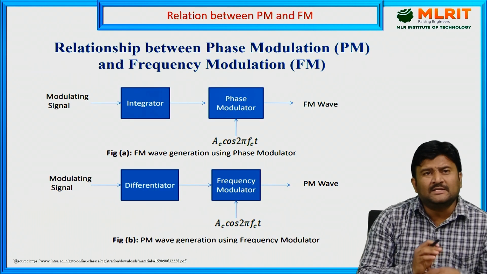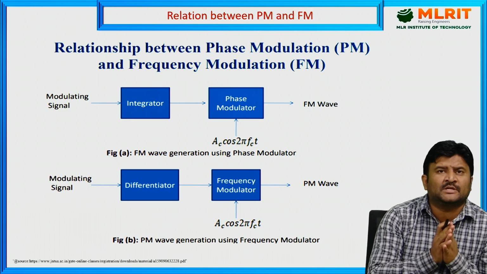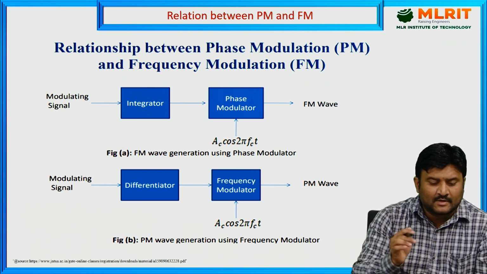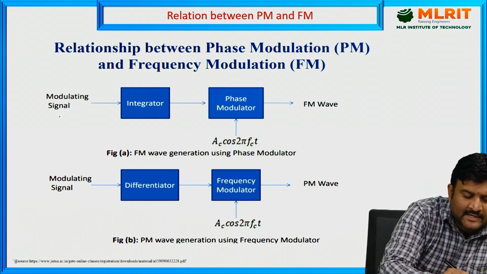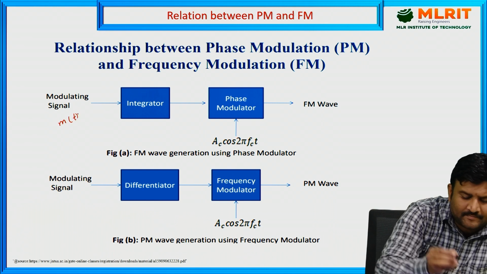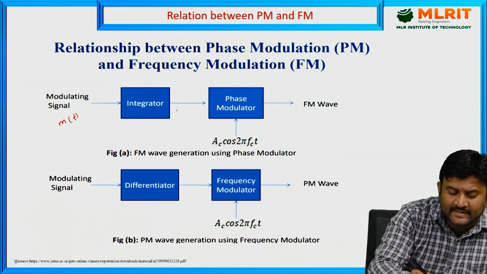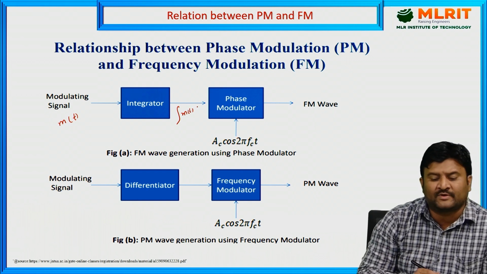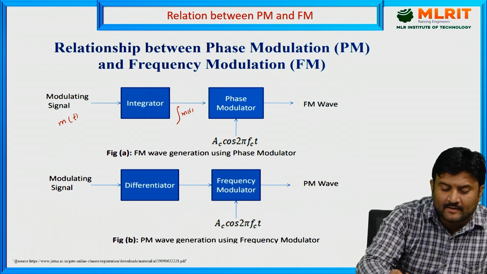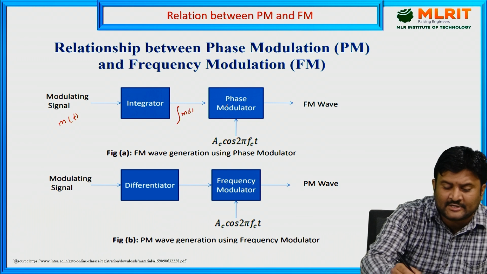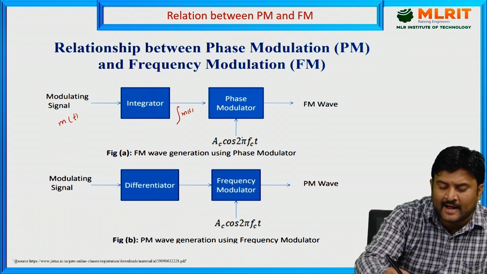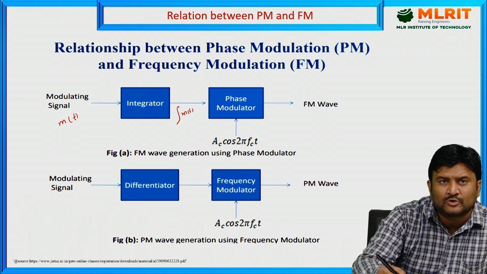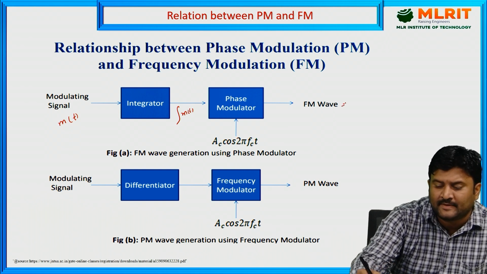Then, what is the relationship between phase modulation and frequency modulation? Here I am taking the modulating signal m of t, which is given to the integrator, then the output should be the integral of m of t. I give this integrated m of t as input to the phase modulator, and one more input is Ac cos 2 pi fct. Then the output should be the FM wave.